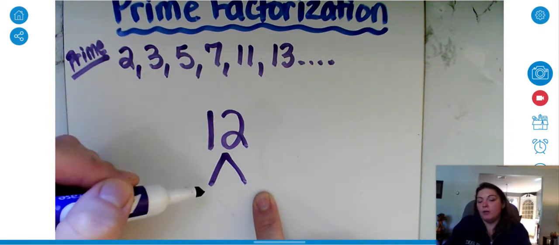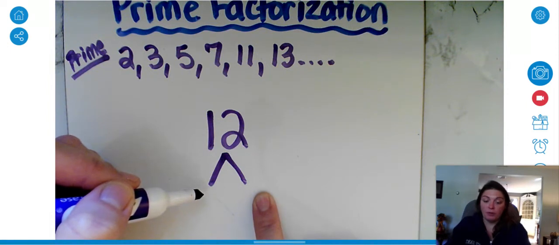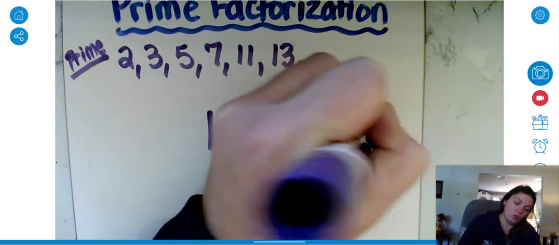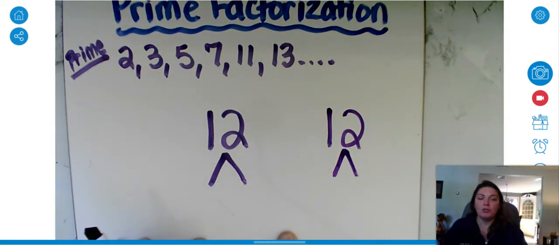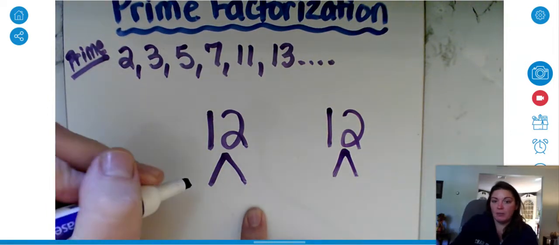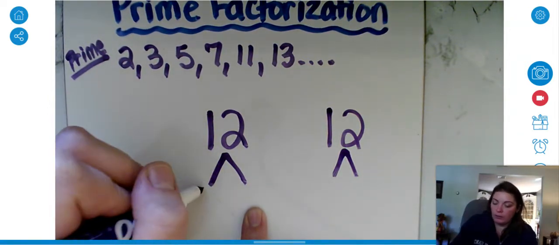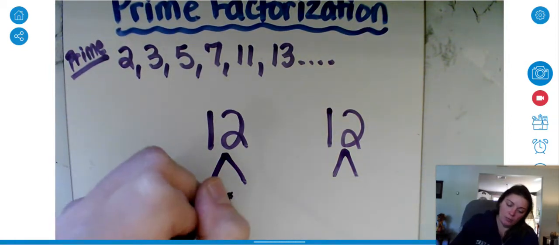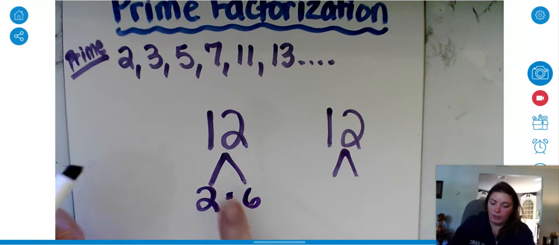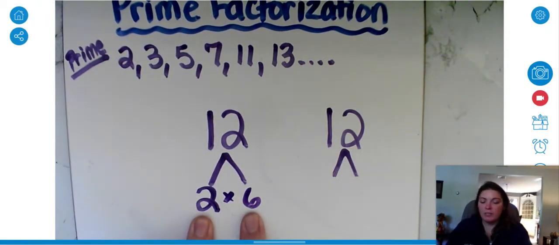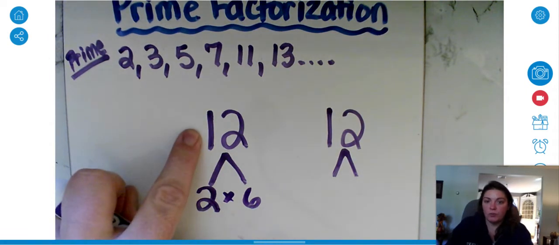But what else makes 12? 2 times 6 and 3 times 4. I'm actually going to show you both ways to show you that it doesn't matter which pair of factors you choose, you'll get the same answer. So let's start with 2 times 6. I usually write the number that is less on the left and the number that is greater on the right. Let me make that times sign a little bit larger. So 2 and 6 are factors of 12.